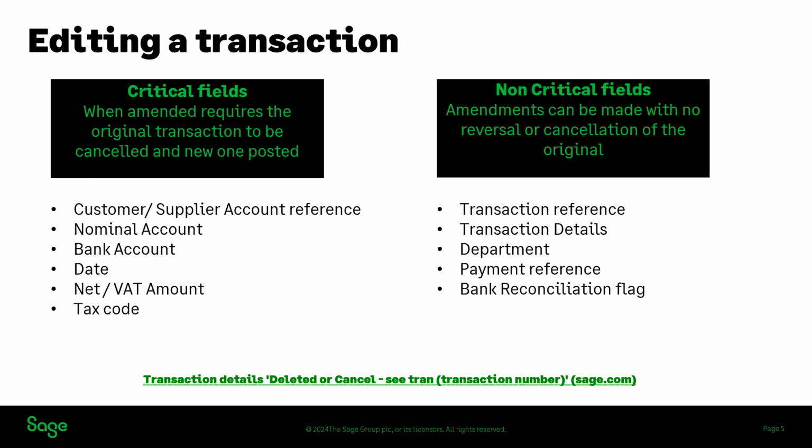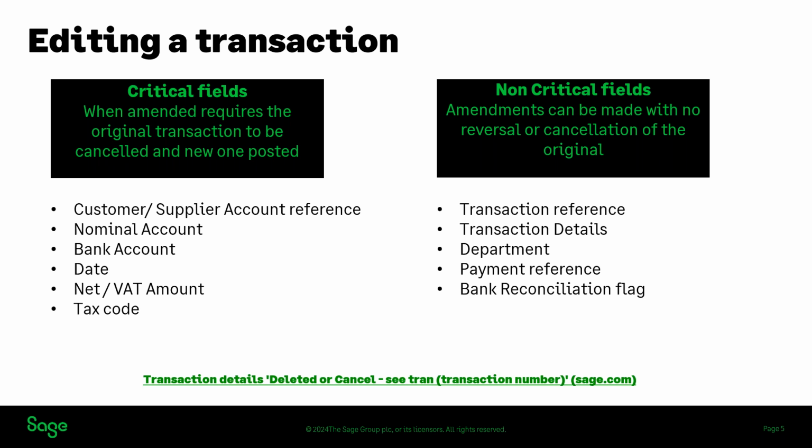So the two things we're looking at is critical and non-critical fields. So critical fields are fields where you make an amendment to that transaction, if you amend those fields, what will have to happen is the original transaction will be cancelled and a brand new one posted. So bear that in mind.